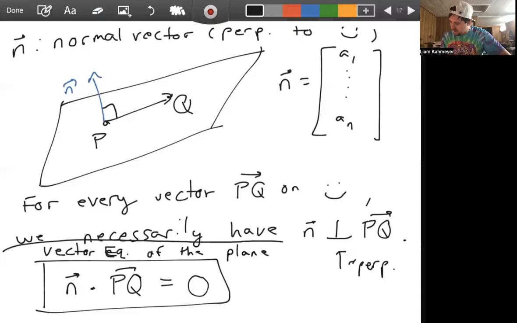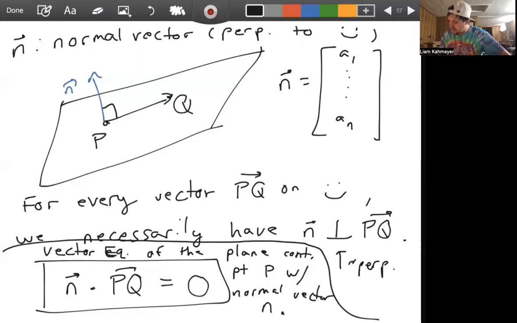So sorry here. This is the vector equation of the plane containing point P with normal vector N. And if you know a point on the plane and a normal vector, then you can describe the equation for this plane. And so this is the vector form.